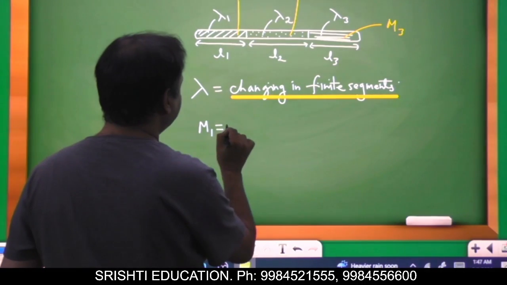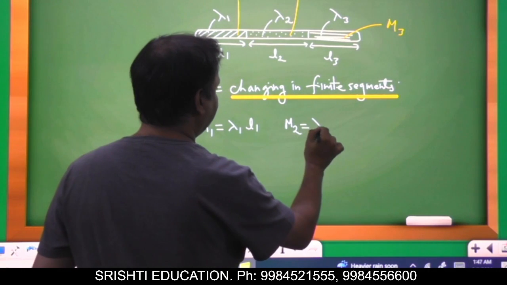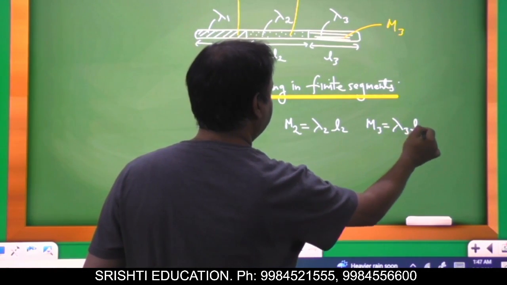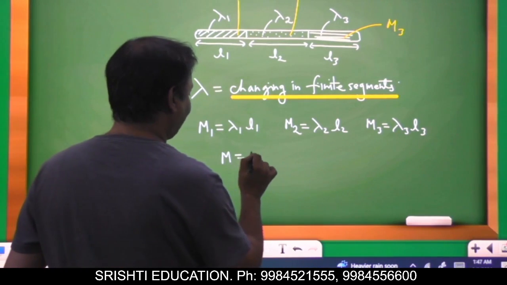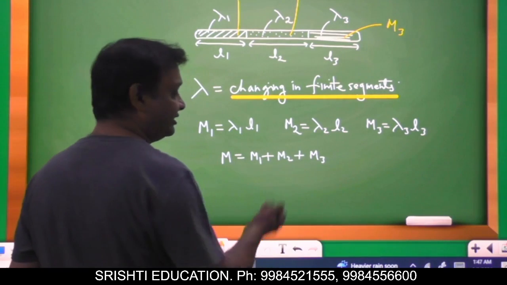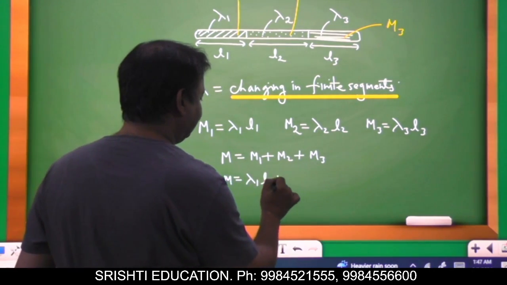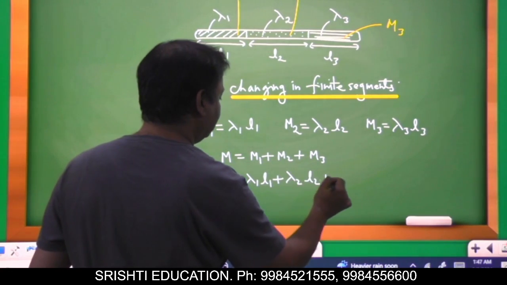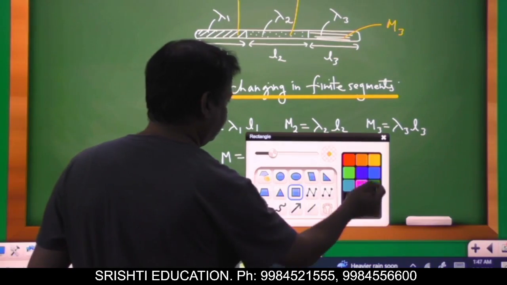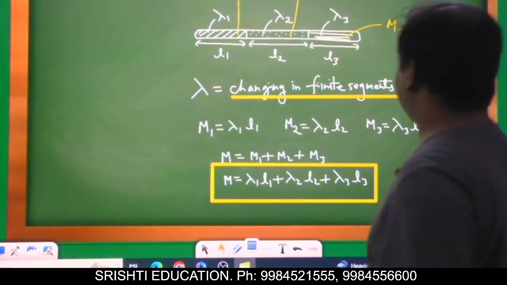So your M1 will come to be lambda 1 L1, M2 will come to be lambda 2 L2, M3 will come to be lambda 3 L3, and the total mass of the rod would be M1 plus M2 plus M3. There is no need for an integral since we are not using any calculus. So M will come to be lambda 1 L1 plus lambda 2 L2 plus lambda 3 L3. This will be your final answer for this problem.